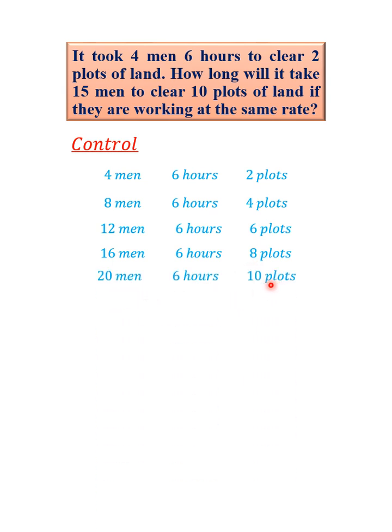You end here. Why do we end here? Because the question says 10 plots. So now we are at 10 plots. It means we have got to where the question is, 10 plots. So 20 men clear 10 plots in 6 hours.